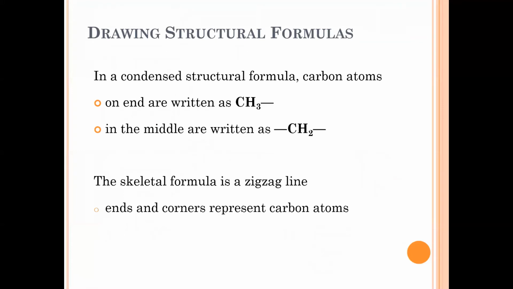When we draw these structural formulas in a condensed structural formula, just remember on the ends we usually always have CH3s, and in the middle we usually write CH2s. And if we're doing it as a skeletal formula, the ends and corners always represent carbon atoms, and we're going to zigzag up and down. Okay, so each peak and each valley represents a carbon.